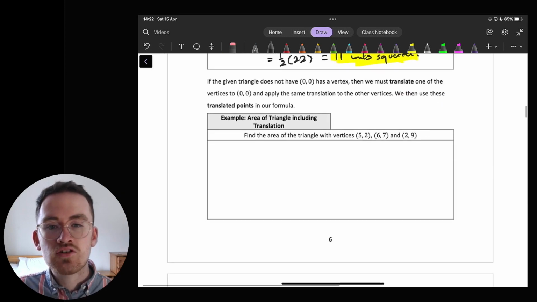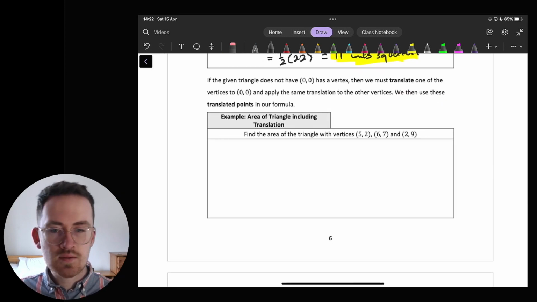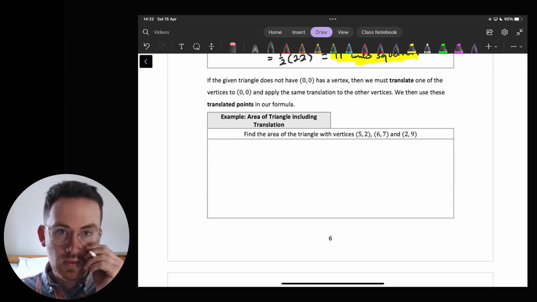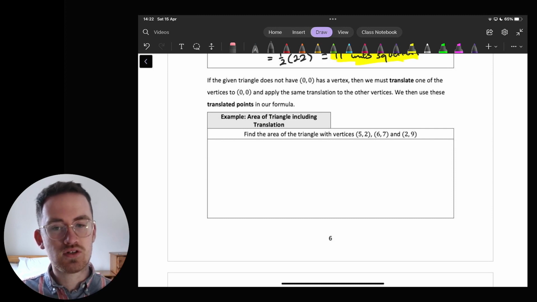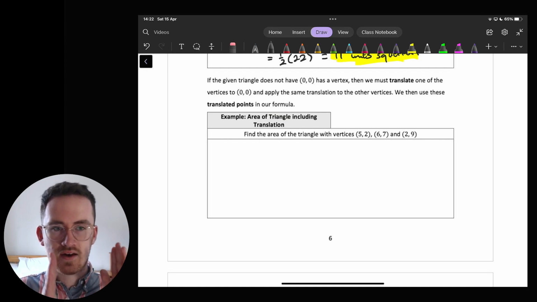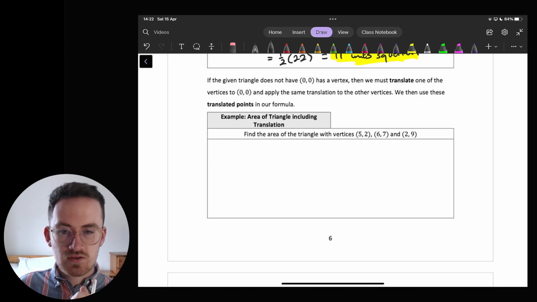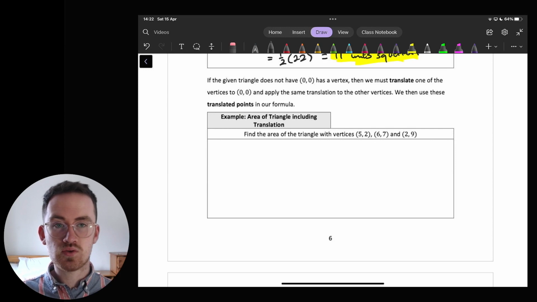So if the triangle does not have 0, 0 as a vertex, and this is probably what you're mostly going to come across, ones that don't have 0, 0 as a vertex, then what we have to do is we translate, so that means to move. So we're going to move one of the points to 0, 0, and then we're going to do the same thing with all the other points. And what that means is we're taking a triangle that we have in one section of our coordinate plane, and we are just moving the triangle and finding essentially another triangle that would have a point at 0, 0 that would have the same area, that would be the same shape, and then it lets us use that formula.